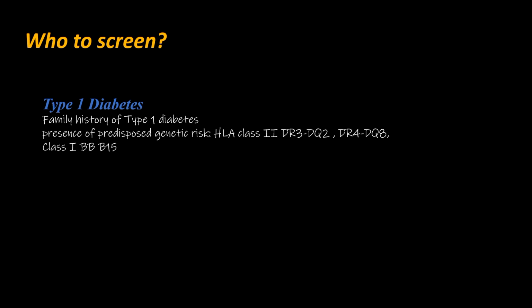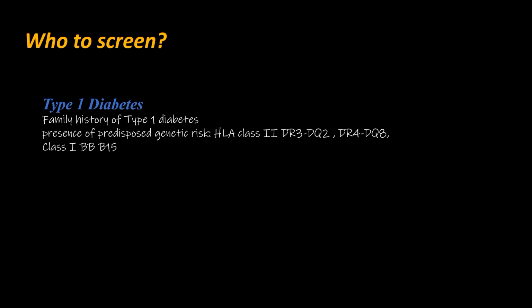Those individuals who have a family history of type 1 diabetes, if there is a history of type 1 diabetes in the mother, in the parents, in the siblings, then these patients are at risk of type 1 diabetes. They should be screened for type 1 diabetes. In the presence of predisposed genetic risk factors such as HLA class 2, DR3, DQ2, DR4, DQ8, and class 1, B8 or B15. If the patient carries these haplotypes, they are at risk of developing type 1 diabetes. So these individuals should be screened for type 1 diabetes.